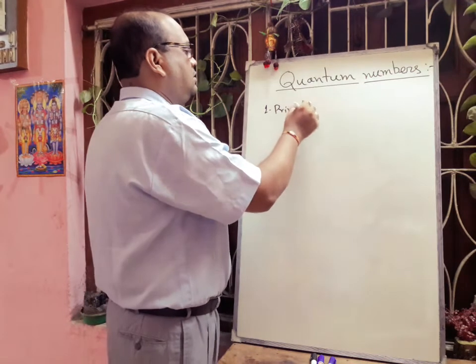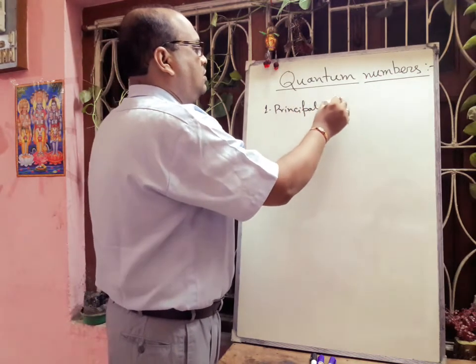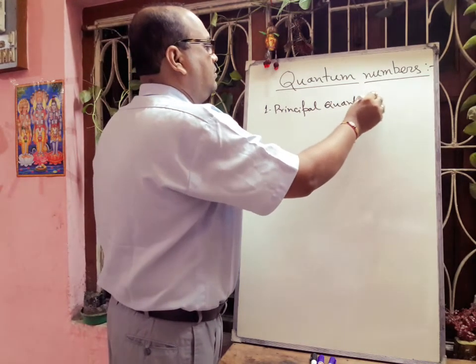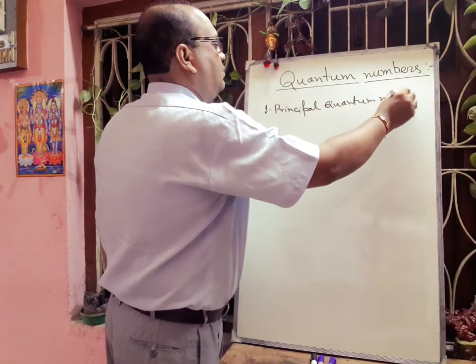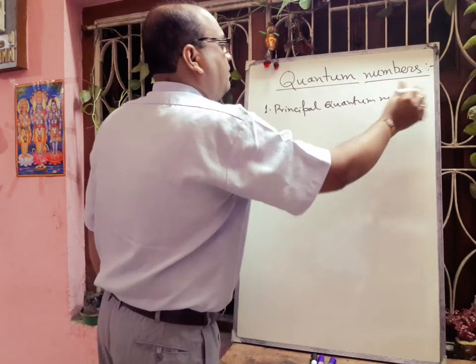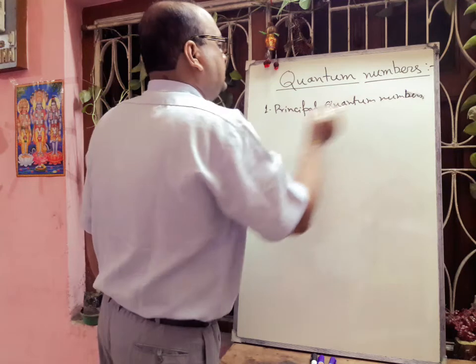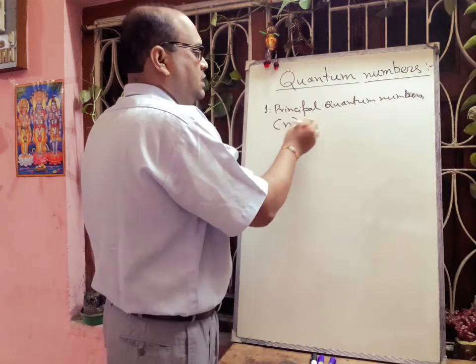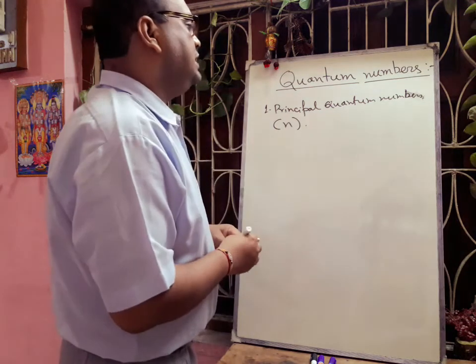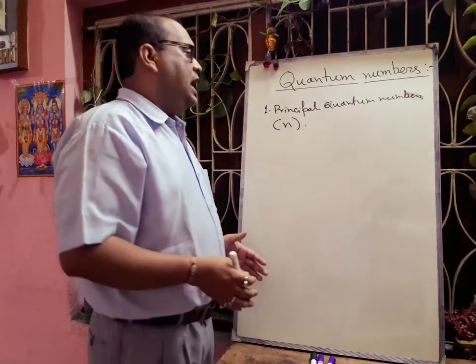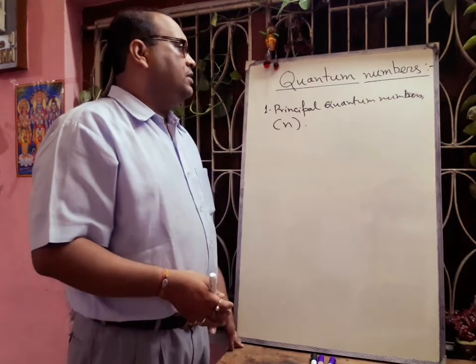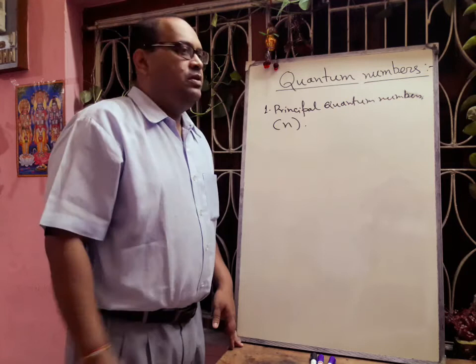Principal quantum number is generally denoted by n, and it indicates the size and energy of the orbital, or energy shell.